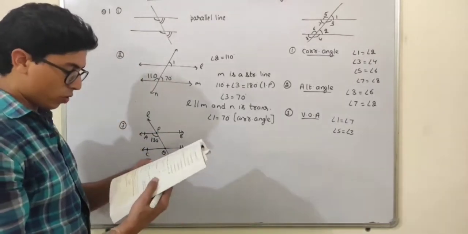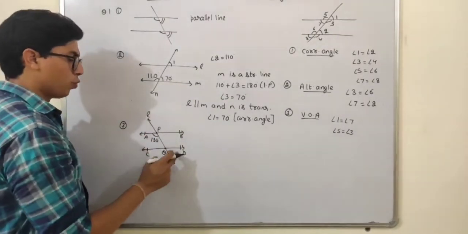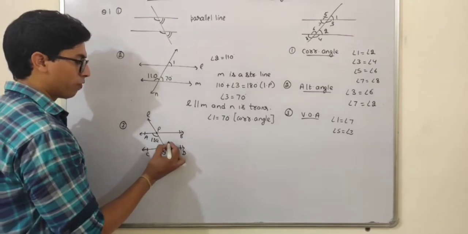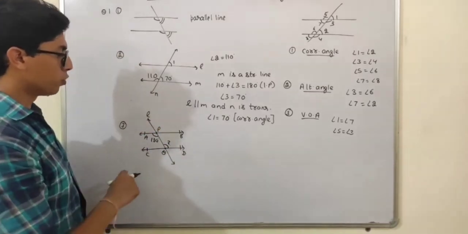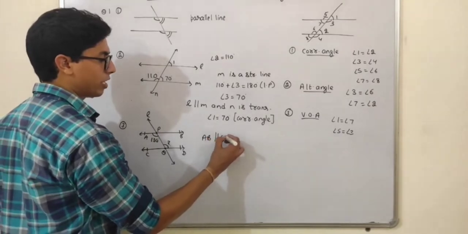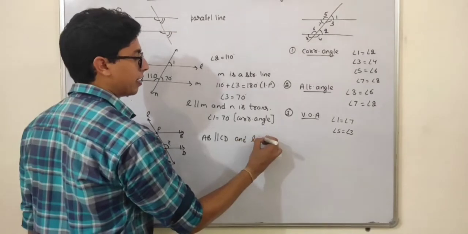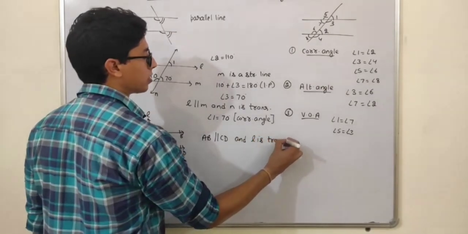Okay, and I have to find out the value of PQD. This angle I have to find out. Students, if you see, AB is parallel to CD. It is given that AB is parallel to CD, and L is the transversal.